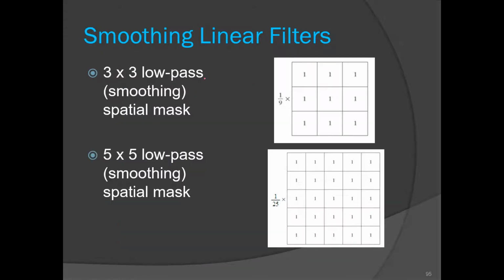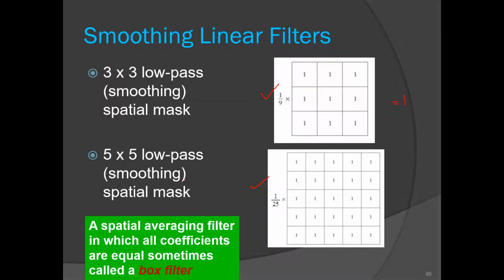The filter will look like this. This is a 3 by 3 low pass filter, and this is 5 by 5. Here all the coefficients should be positive, and the sum of all the coefficients should be 1. That's the requirement. The spatial averaging filter in which all the coefficients are equal is sometimes known as a box filter. So these are examples of box filters where all the coefficients are equal.